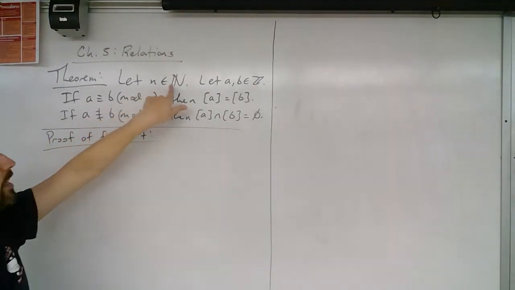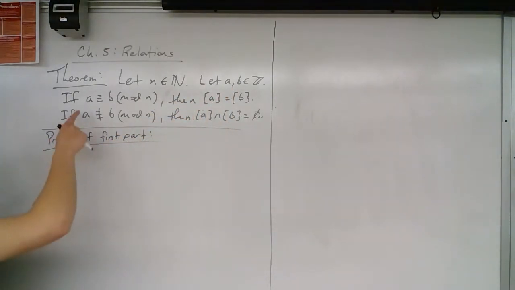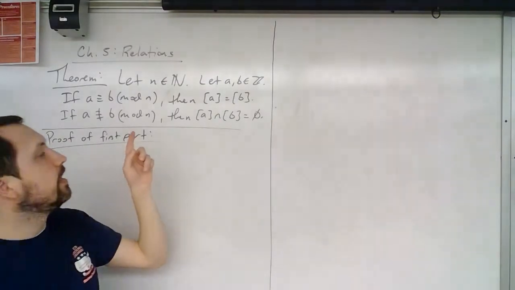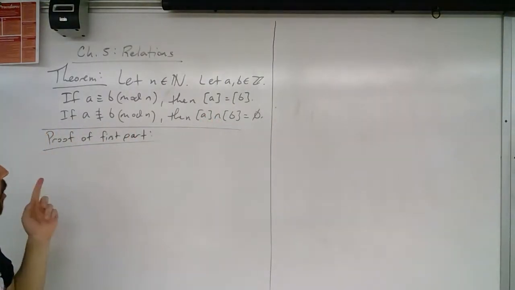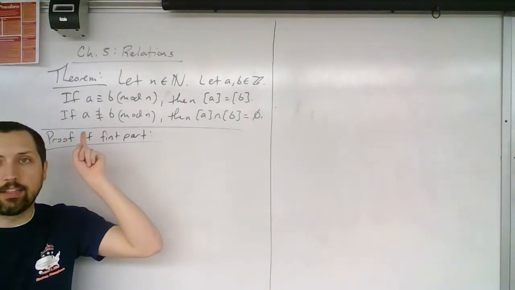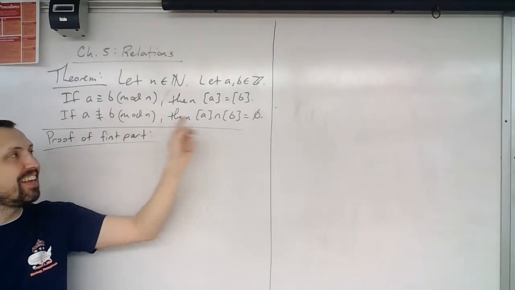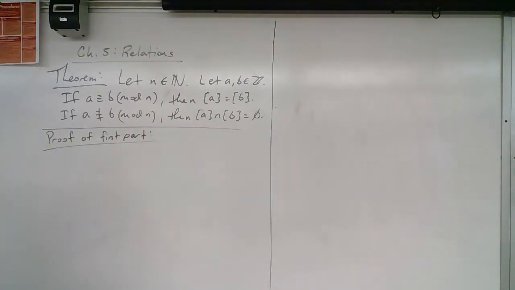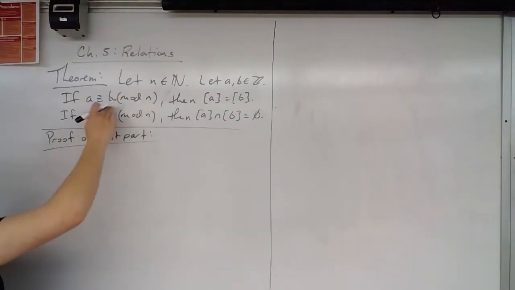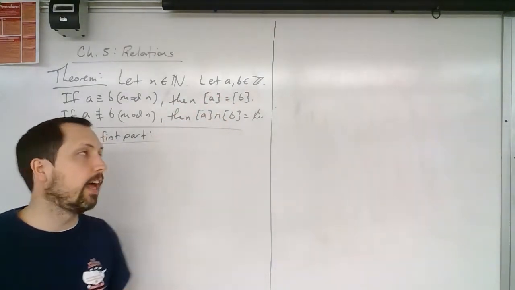So if we have any natural number n, we're going to let a and b be in the integers. If a is congruent to b mod n, then the relation classes are going to be the same. Also, if a is not equivalent to b mod n, then the intersection of these two is the empty set. So we're going to take a look at the proof of the first part here, that if a is congruent to b mod n, then the relation classes of a and b are equal.